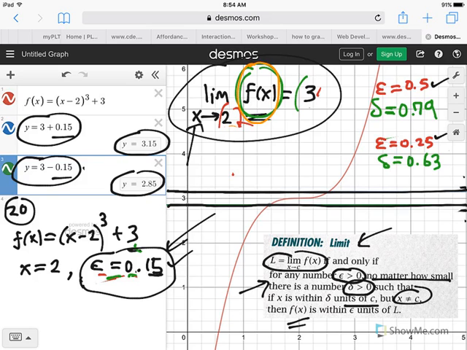So if epsilon is 0.15, if I want the output values of the function to be within 15/100ths of the limit, how close must the input values be to 2, which is, of course, our c value? And to answer that question, we'll look at the coordinates of these 2 points of intersection. The intersection of the graph of f with the horizontal line y is equal to L plus epsilon, and with the horizontal line y is equal to L minus epsilon.